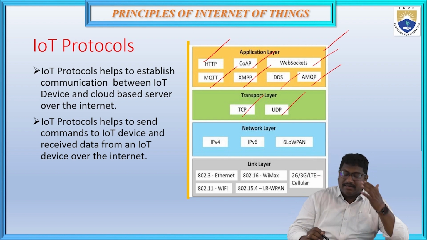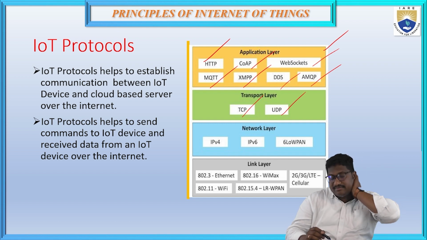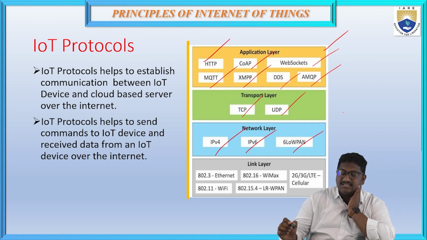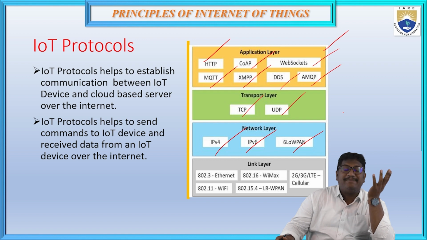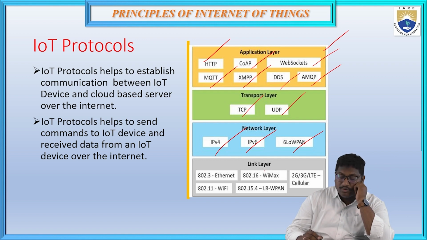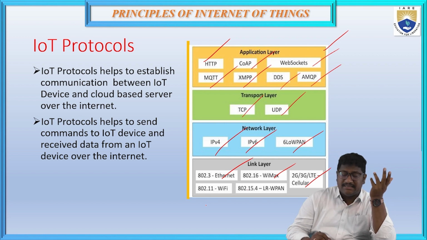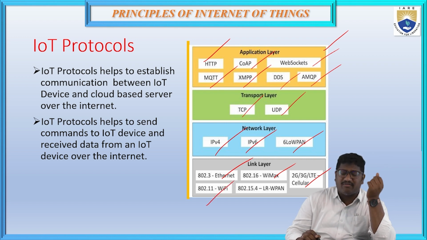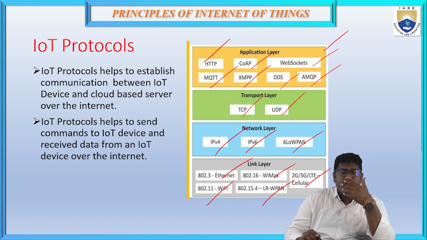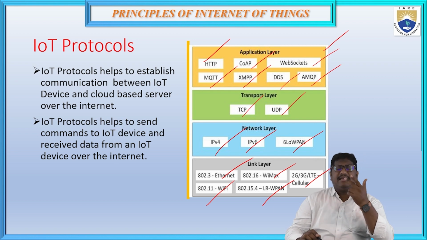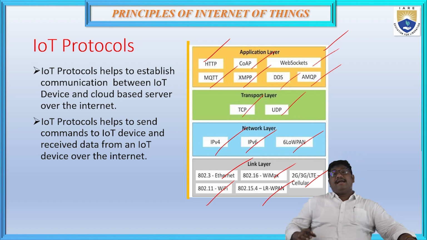And coming to the next one, the network layer. What was the network layer? IP version 4, IP version 6, 6LoWPAN, low power wireless PAN area network. And coming to the link layer, there are multiple protocols such as Ethernet, Wi-Fi, WiMAX, 2G, 3G, LTE which is 4G, 5G, like this multiple things, and 802.11, which is our Wi-Fi network, and also 802.15.4, which is low power wireless PAN area network. Like this, multiple things are required in each layer.